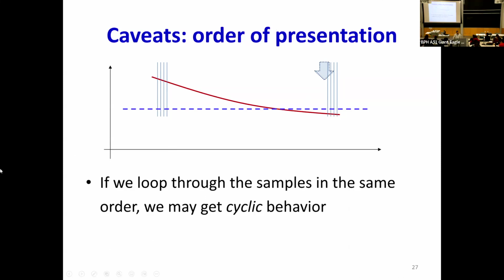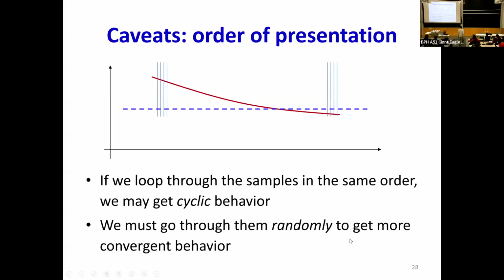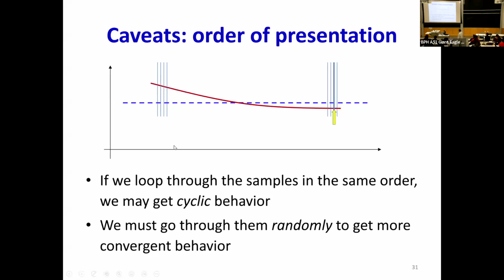So in this case, how could you fix this? Randomly. What you would want to do instead is go through the data randomly to get more convergent behavior. Maybe you pick some instance over there, push it down a little bit, then pick some instance to the right, push it down a little bit, and so long as you keep going through the data randomly, eventually you're going to get some kind of a balance and get to a solution, as opposed to going through it in the same order each time, in which case you're likely to get cyclic behavior.